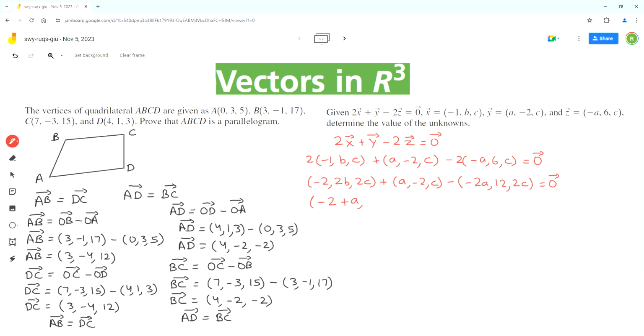Now we can add their y components. So 2b plus negative 2. And now we can add their z components. So 2c plus c is equal to 3c.